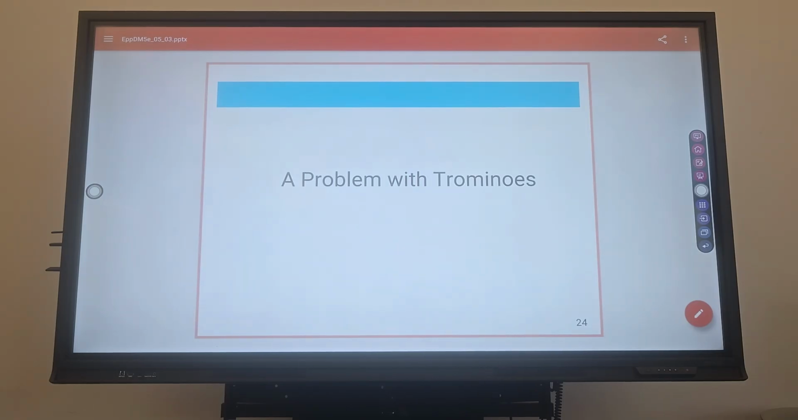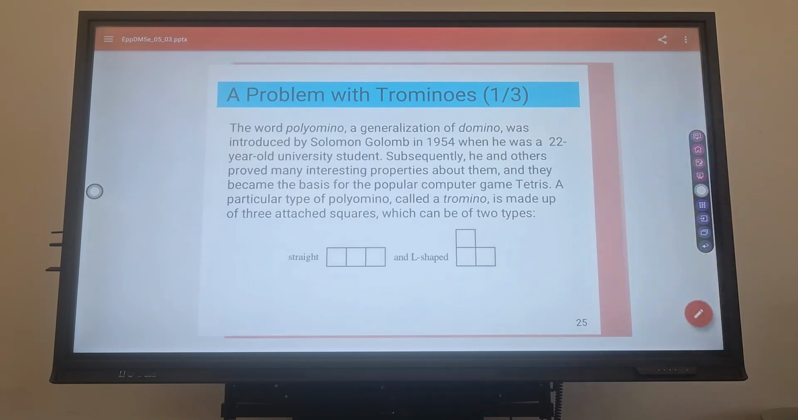A problem with tromonos. The word polyomino is a generalization of domino. It was introduced in 1954. He and others have proved many interesting properties about them, and they became the basis for a popular computer game called Tetris. You've all heard of Tetris before, right? That's a particular type of polyomino.